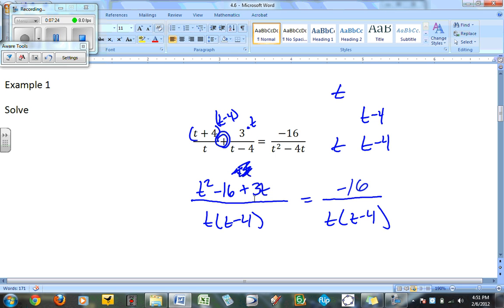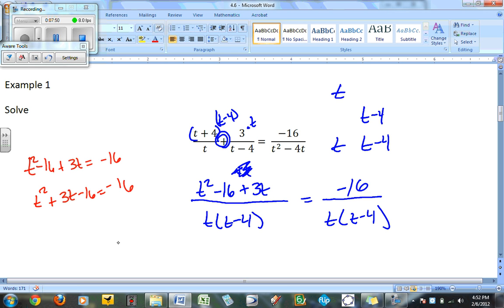So we're going to set the numerators equal to each other. We're just going to forget about the denominators for now. So I'm going to move over to the left here. I'm going to have t squared minus 16 plus 3t, and that equals negative 16. All right. Well, we have options on what we can do. Let's go ahead and rewrite this in descending order. t squared plus 3t minus 16 equals negative 16.